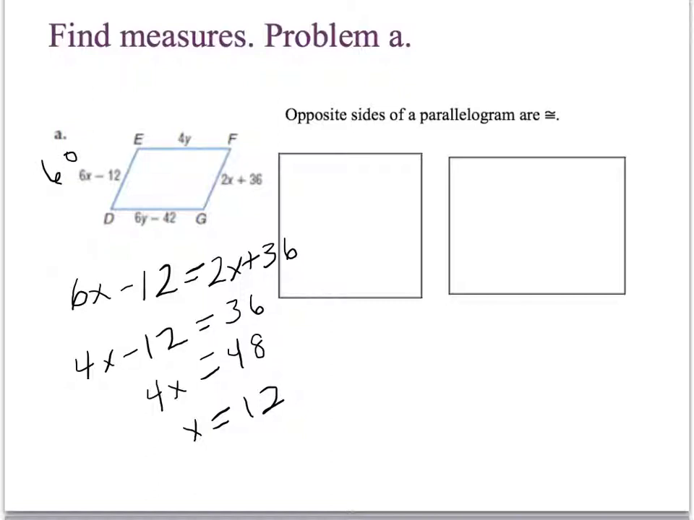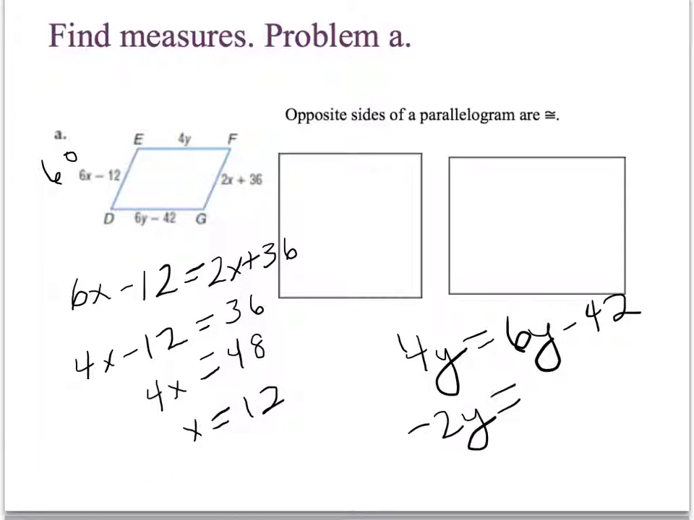All right, now I'll solve for y. 4y equals 6y minus 42. I'm just going to subtract 6y from both sides. I get negative 2y equals negative 42, and y equals 21. And so here, if I put 21 back in there, that should be 84. So opposite sides of the parallelogram are congruent, so to solve for x and y, I just simply set them equal to one another.